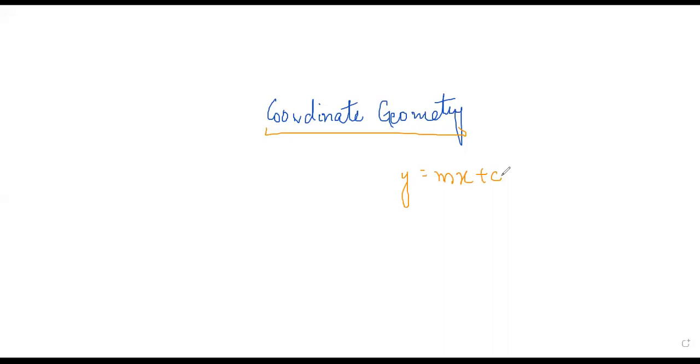So that's to find the y and the gradient here. So y is equal to mx plus c. Basically, first of all, you need to find m, which is the gradient. Then with the help of y, m, and x, you find c. Then you put in the equation.